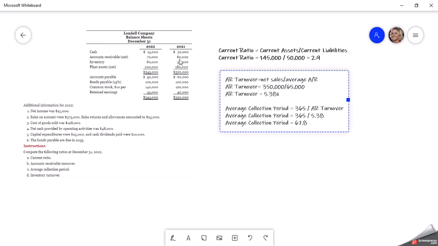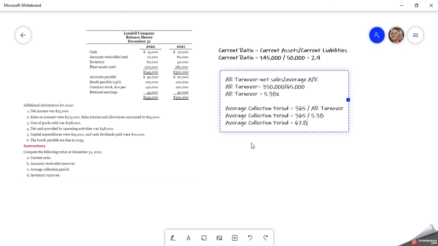So that's not a great statistic. I guess you'd have to go back and say, well, what are their terms? What are they offering? How long are they giving their customers to pay them? Because say their terms are net 30 and the average collection is 67 days, that's definitely an issue. So we'd want to double check that.